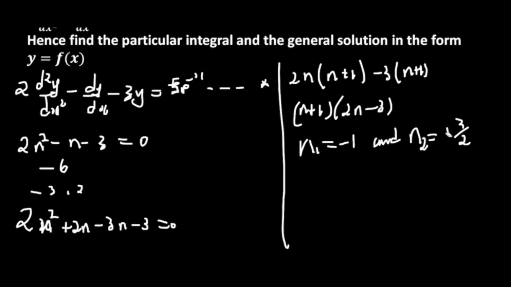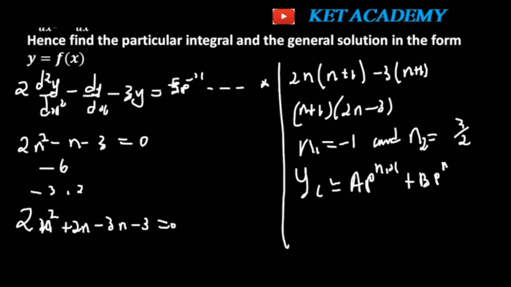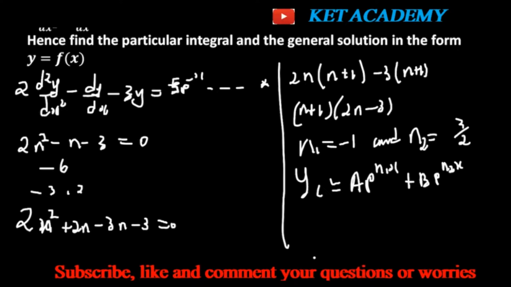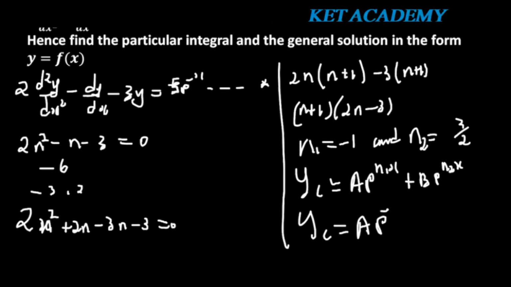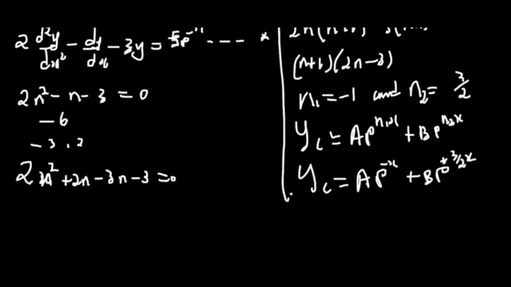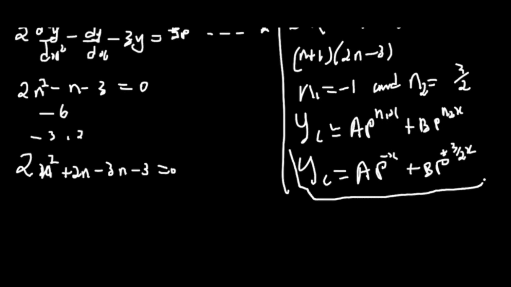So clearly we see here that we have two real and distinct roots. We know that y complementary equals a e to the n1 x plus b e to the n2 x. So we're going to have our complementary solution to be a e to the minus x plus b e to the 3 over 2 x. So basically, that's our complementary solution.